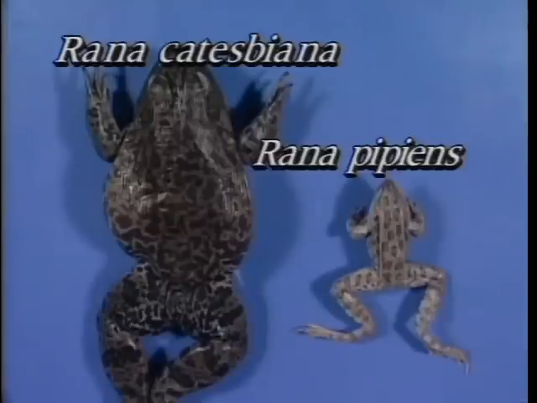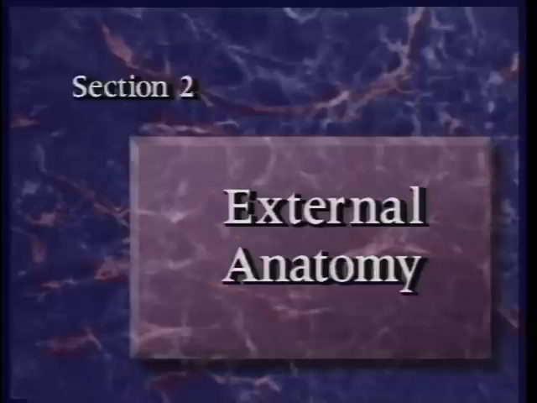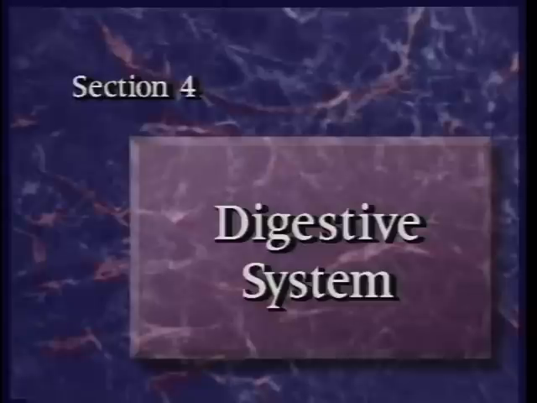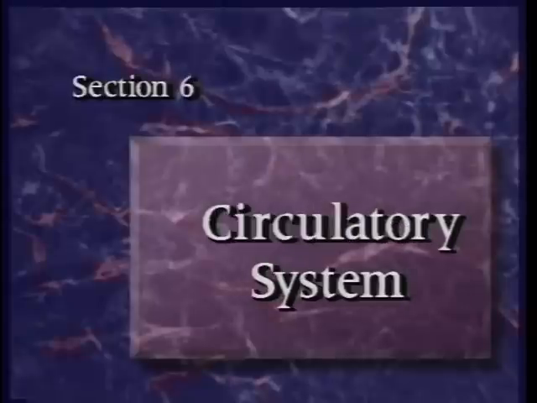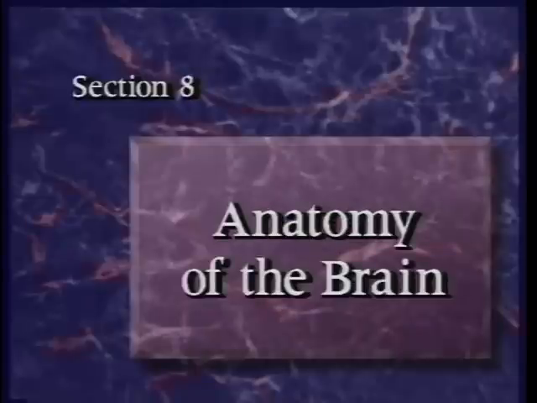including mammals. During the course of this video, the following topics will each be examined: terms of orientation, external anatomy, major voluntary muscles, digestive system, respiratory system, circulatory system, urogenital system, basic anatomy of the brain.